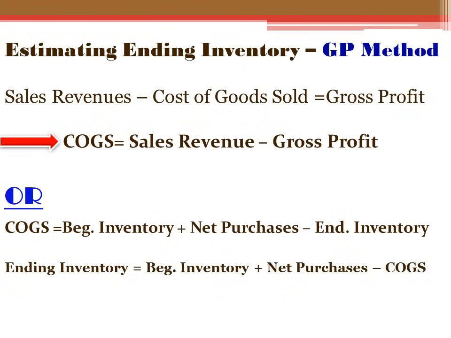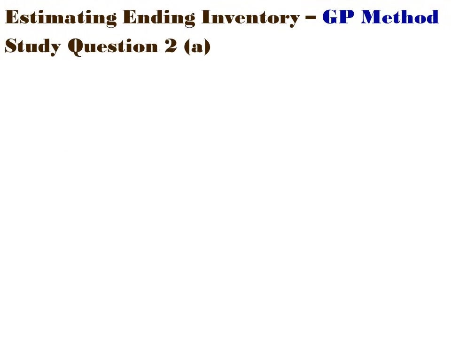Now, let us demonstrate this in a question. So let us now go to question 2, part A. It says to us there that this company began the year with inventory of $50,000. They purchased $250,000 worth of goods during the year. They say sales for the year are $500,000, and they have a gross profit percentage of 55% of sales. We are now to compute the estimated cost of ending inventory using the gross profit method.